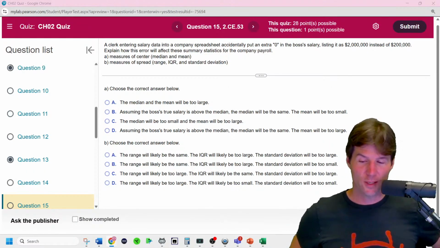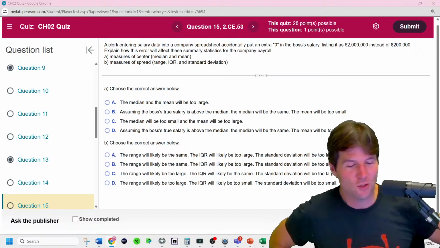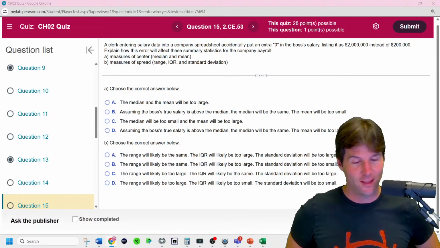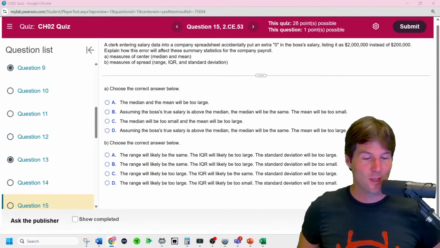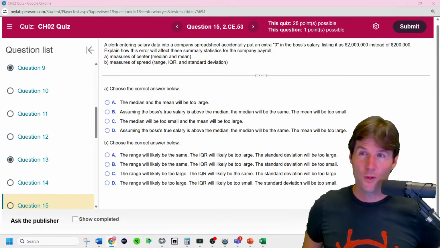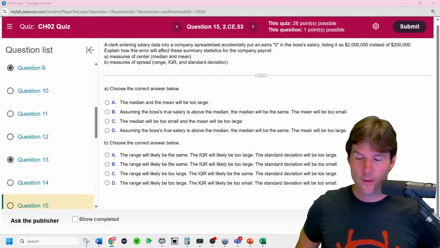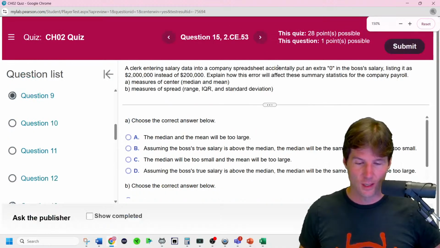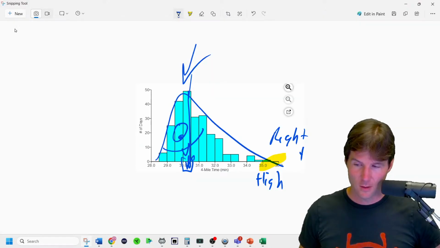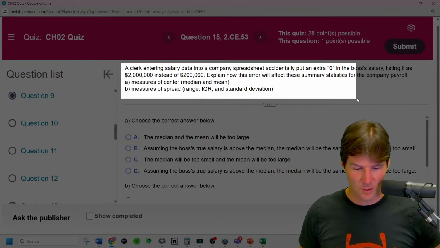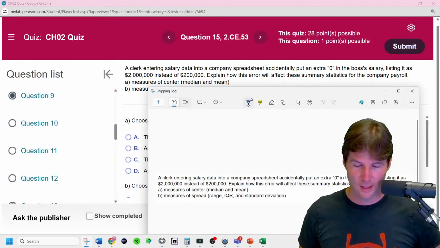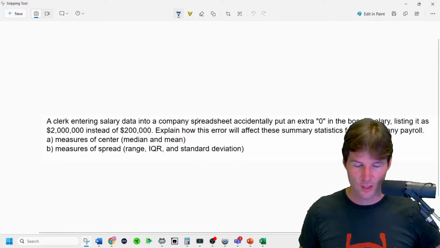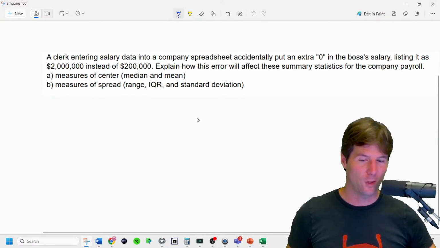A clerk entering salary into a company's spreadsheet accidentally put an extra 0 in the boss's salary. Lucky boss. Listing it as $2 million instead of $200,000. What will this impact? Well, let's automatically highlight in red things it will impact, and in green, things it will not impact. Or maybe that's confusing. So when it says, what will this impact? Does anyone know certain things that will be impacted by outliers?